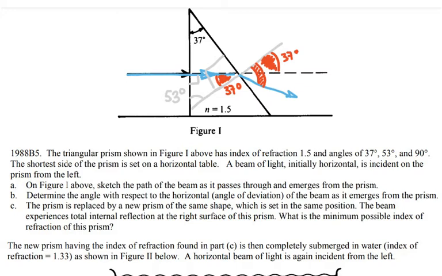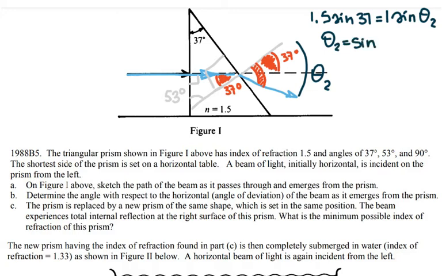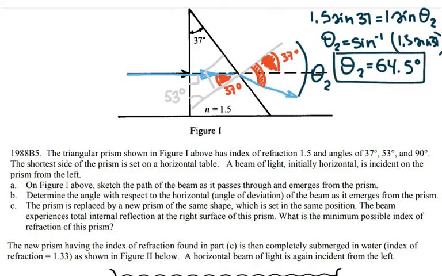And I can use Snell's law to calculate this angle, I'm going to call it angle theta 2. So I have index of refraction in the prism 1.5, sine of 37 is equal to index of refraction in the air, which is 1, times sine of theta 2. And if I want to calculate my theta 2, that's going to be arc sine of 1.5 sine of 37 degrees. And theta 2 is equal to 64.5 degrees.